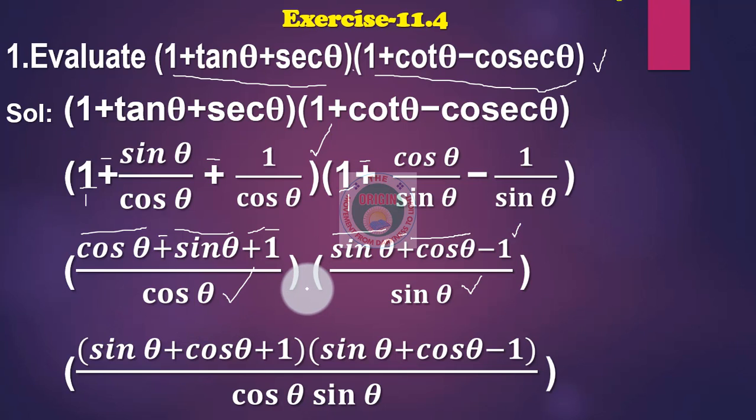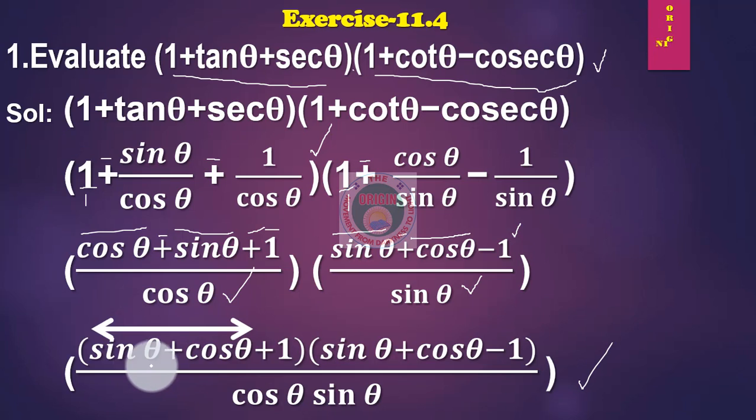In this case, a by b into c by d, so simply you should multiply the numerators and the denominators as well. That is the same condition I applied. One numerator is cos theta plus sin theta plus 1, the other numerator is sin theta plus cos theta minus 1. Both I multiplied here. While multiplying, I interchanged the sin and cos terms: first term sin and second term cos. Next step, multiply the denominators: cos theta into sin theta. This is the next step.